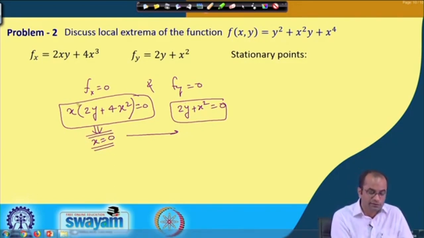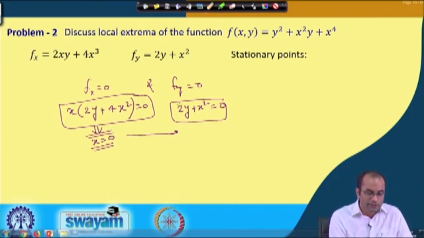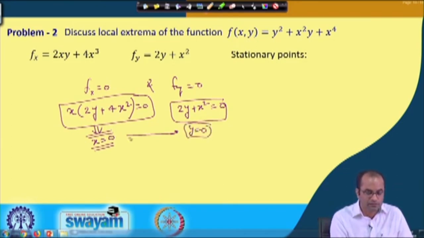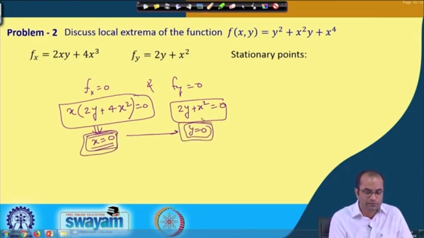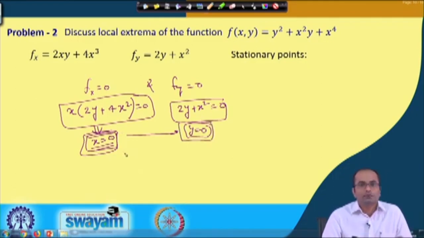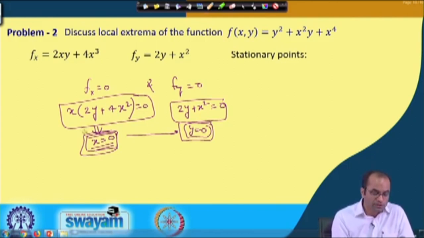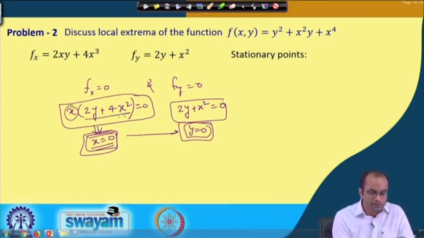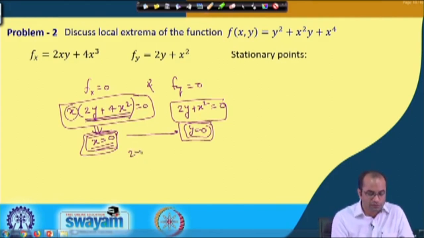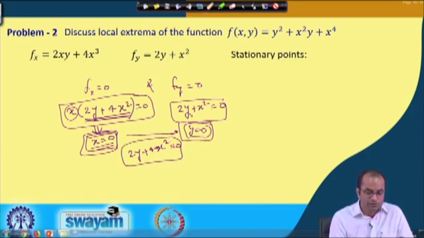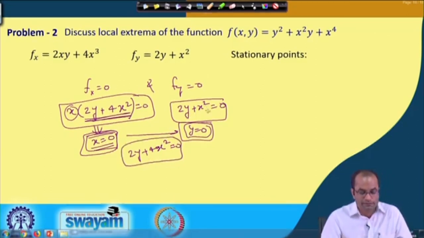So, here x is equal to 0 makes this f x 0, and then when x is 0, y has to be also 0 from the second equation. So, we got this one point, now x is equal to 0 and y is equal to 0. Now, we have to also look for any other possibility which can make these two terms 0. So, here either x is 0 or the second term here is 0, that means 2 y plus 4 x square is 0, and together with this 2 y plus x square has to be 0.